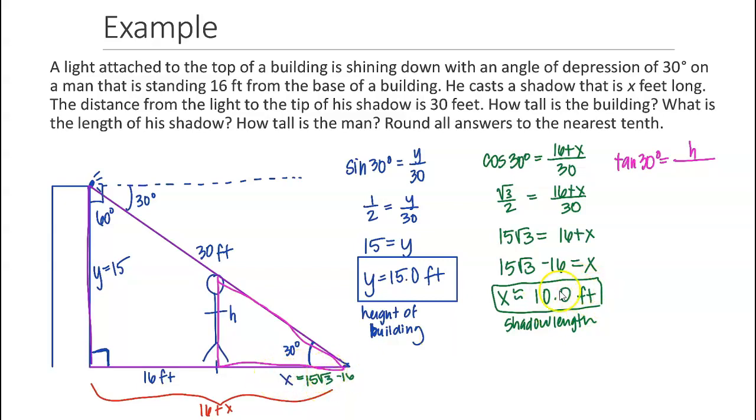Now I don't want to use the approximate value. This wasn't exactly 10, right? There's an approximately symbol here. It's approximately 10. It's really 9.9807 and so on. I never want to use a rounded answer if I can help it. And I can help it here. I can put 15 rad 3 minus 16.